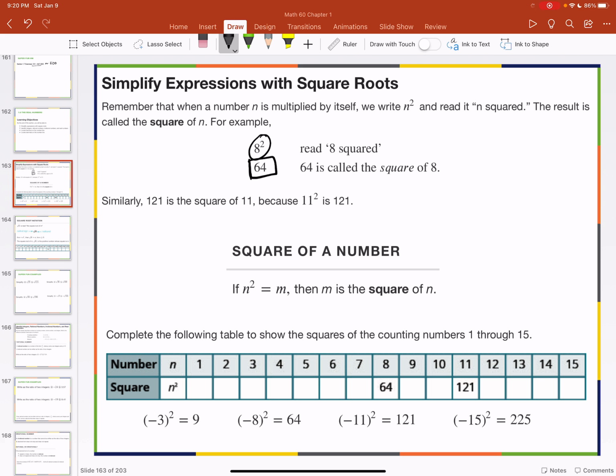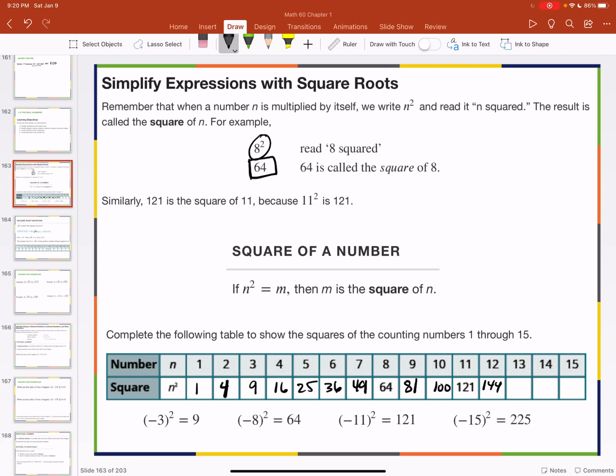So let's see here, 1 squared is 1, because 1 times 1 is 1. Okay, 2 squared is 4, 2 times 2 is 4, right? 3 squared would be 9, 4 squared, 16, 5 squared, 25, 6 squared, 36, 7 squared, 49, and so on. You can fill this in. This would be 81, 10 times 10 is 100. 11 times 11 is 121, 12 times 12 is 144, okay?